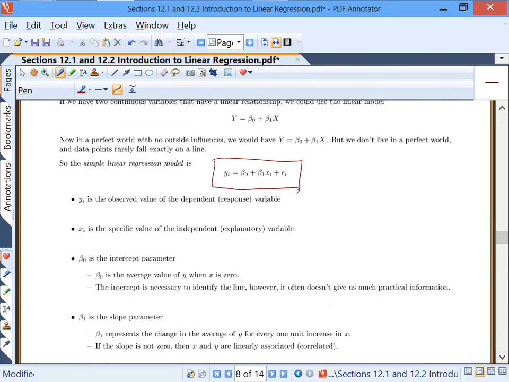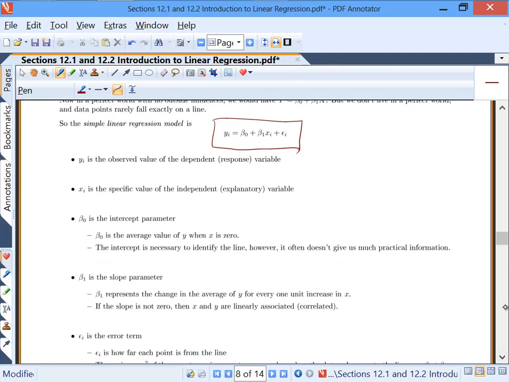So again, beta naught is our intercept parameter. It's the average value of y when x is 0. Our intercept is necessary to identify our line. You can't draw a line without an intercept. But sometimes it doesn't give us practical information, and we'll see examples of that as we go through.